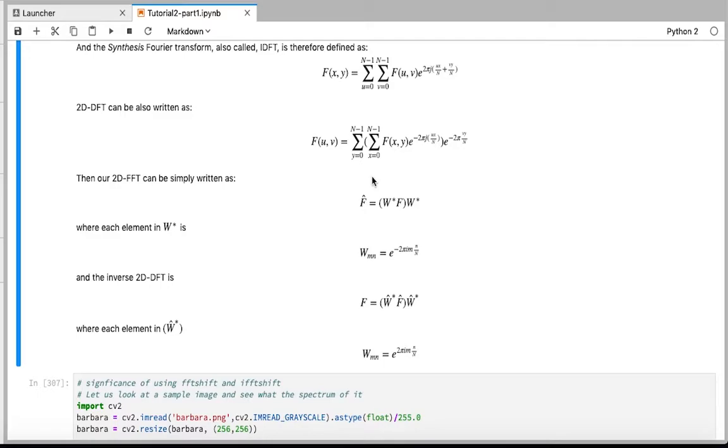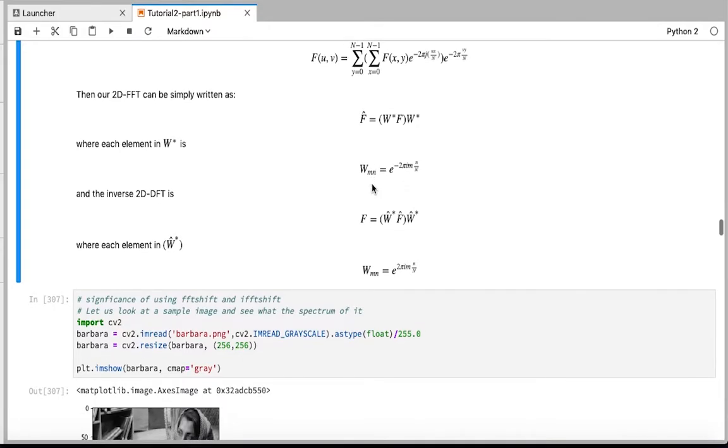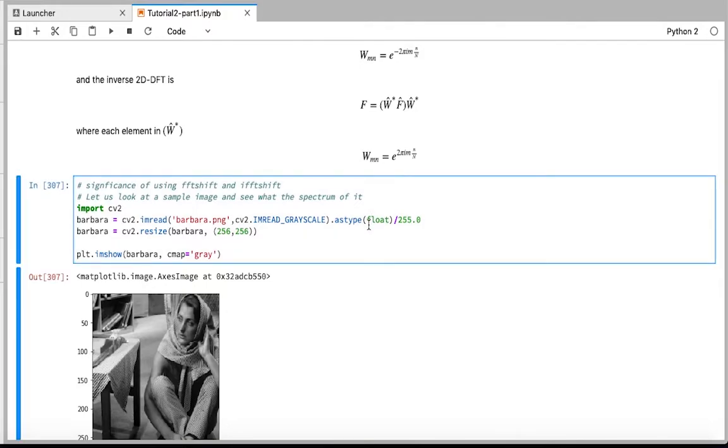w star, with some abusive notation, of course. In this w, each element means this. Sorry, w star, each element means this, and then after that you can multiply with the same w on the other side, and you'll end up with the Fourier transform. So this is how it's implemented in the packages. And the inverse Fourier transform is the same, except that the coefficients don't have the minus on the top, right?